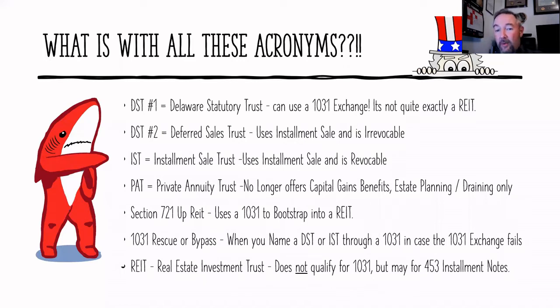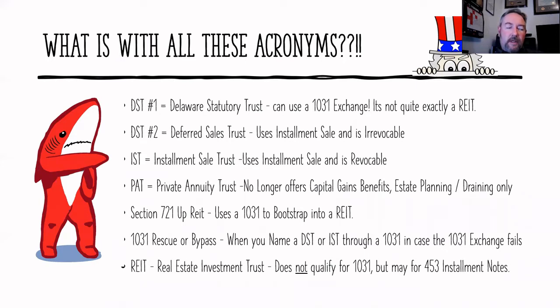So we have DST number 1, it's a Delaware statutory trust. It's good for 1031 exchanges, even though it's kind of a REIT, but it's not really a REIT. DST number 2, a deferred sales trust. This is an installment sale variant, and these typically are irrevocable trusts. More on that in a second. ISTs, an installment sale trust. Okay, so we're still talking about installment sales, but instead of an irrevocable trust, we're focusing more on the revocable trust aspects. Private annuity trust, well, you're not really going to run across these. So if you do, we'll have a little blurb on them.